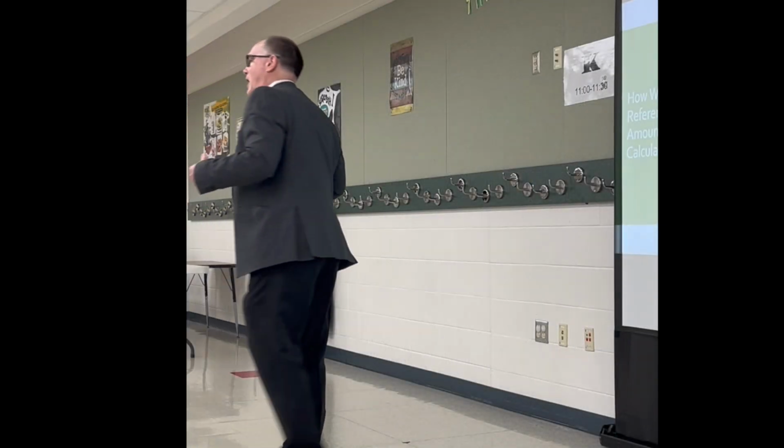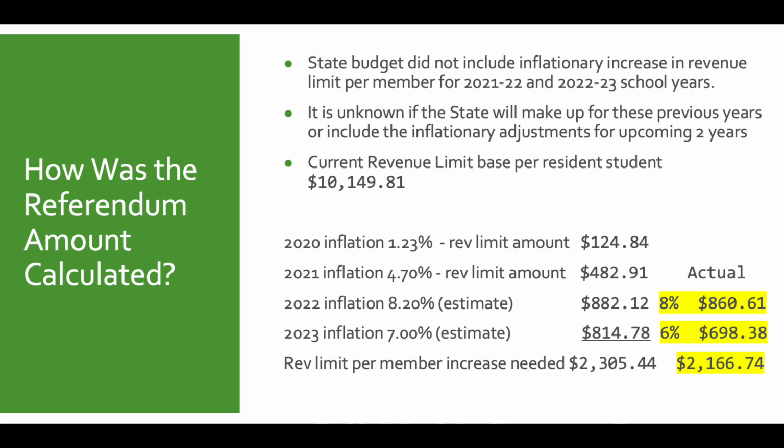I promised you I was going to tell you how we came up with that $4.9 million. So this is going to be a couple of slides to walk you through that calculation, because it takes a little time. Going back to where we started, the state budget did not include an inflationary increase for the last 2 years, and we don't know what the next 2 year state budget is going to have. So we've got 4 years of inflation to compensate for. That's what we're looking at.